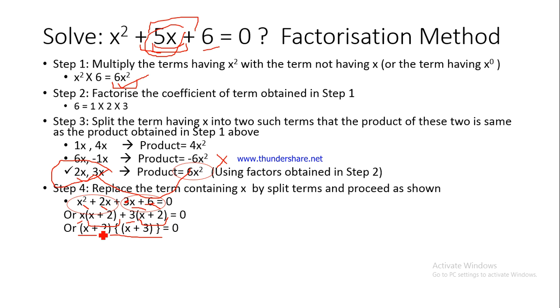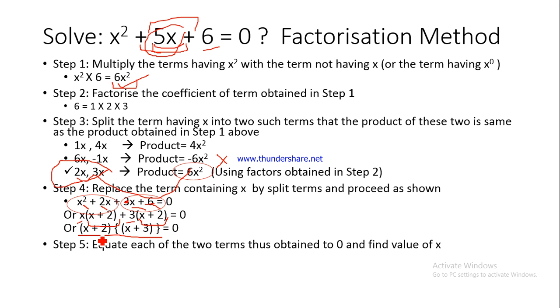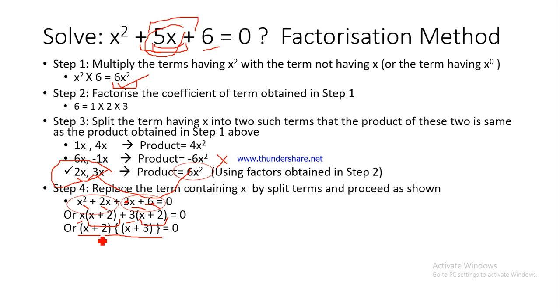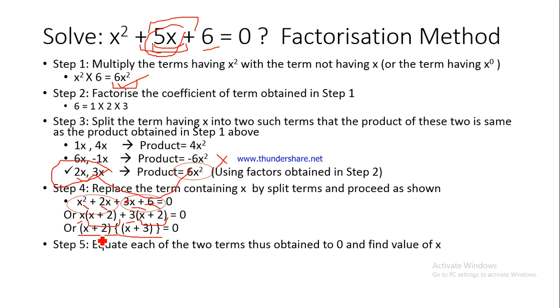Now if it has to be 0, equate each of these two terms thus obtained to 0. Why are we doing this? Because x plus 2 times x plus 3 is equal to 0. So it could be that x plus 2 is equal to 0, right? This is what we are doing. x plus 2 is equal to 0, because anything multiplied with 0 would be 0.